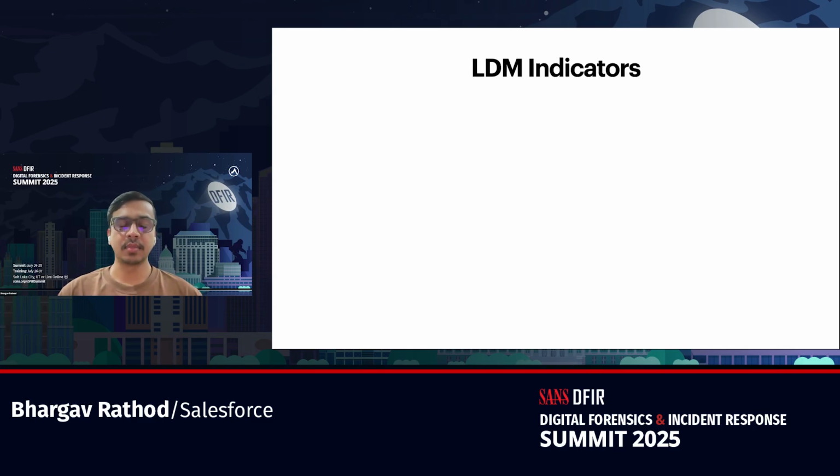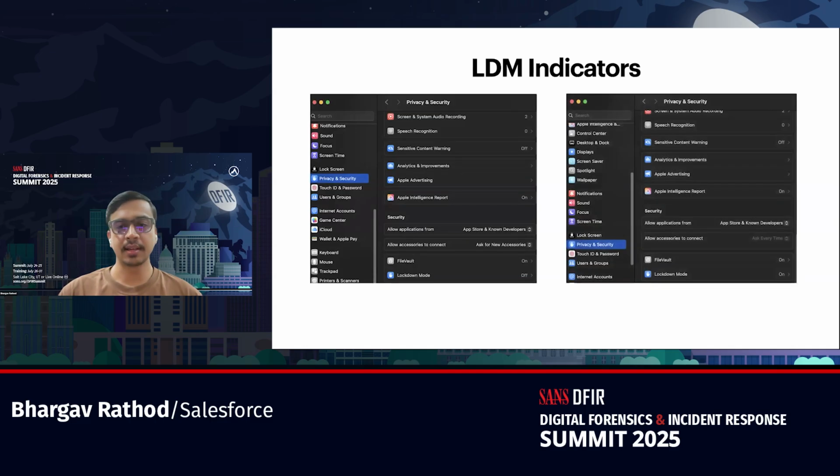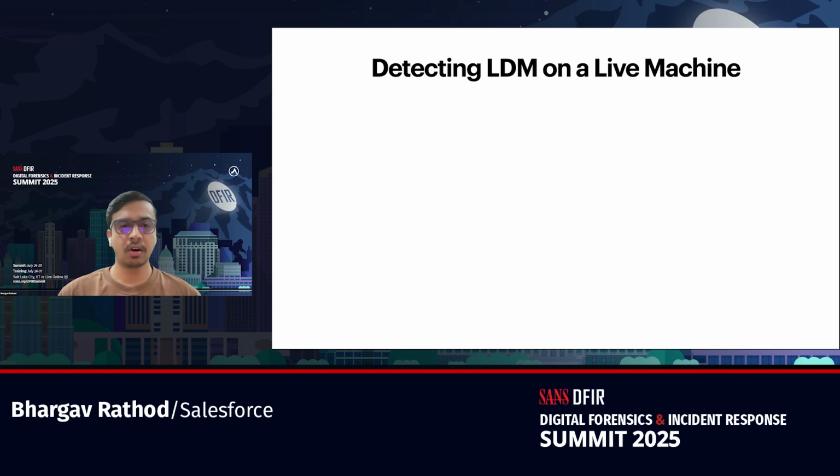Then there are some indicators on macOS that you can navigate to, and you can easily find out if lockdown mode was enabled. The first one is going into your settings and Privacy and Security. If lockdown mode is enabled, you will see it shown as on, or if it's turned off, it will be shown as off.